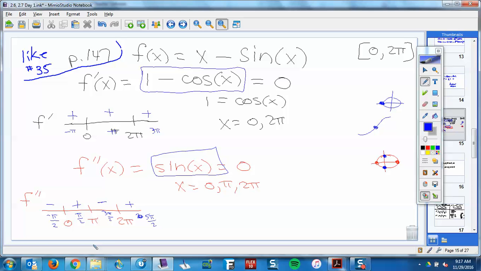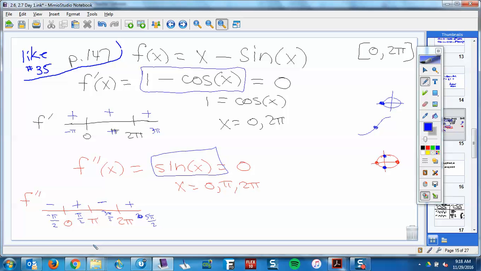Concave down, concave up, concave down, concave up, right? So the question, part D, says, where is F concave down? Well, now remember, we only want to go from 0 to 2 pi, so I really don't have to look over here, and I really don't have to look over here. Just between 0 and 2 pi is all I really need. So between pi and 2 pi, it's concave down, right?